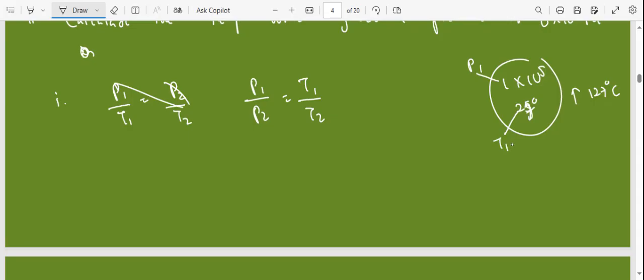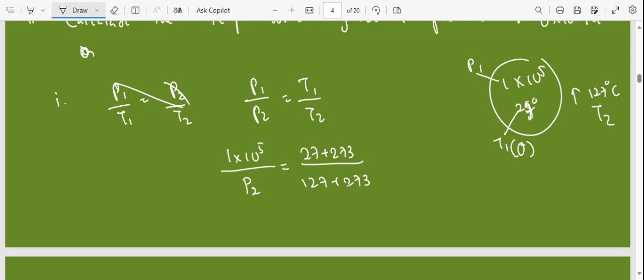This is T1, but in Celsius. Keep in mind you have to convert. So P1 is 1 into 10 to the power 5. You have to find the new pressure. T1 is 27 Celsius. To convert that into Kelvin, you have to add 273. So the new temperature is 127 plus 273. What do you get for the P2?